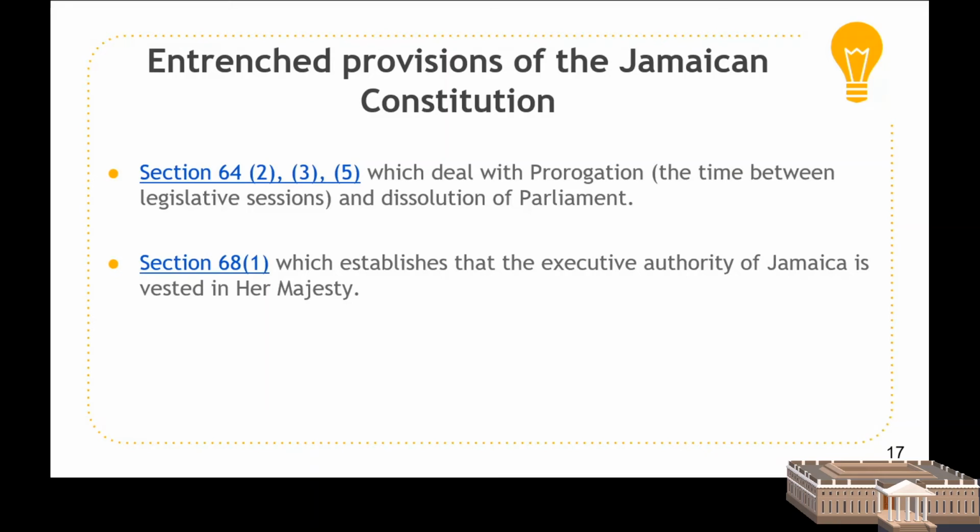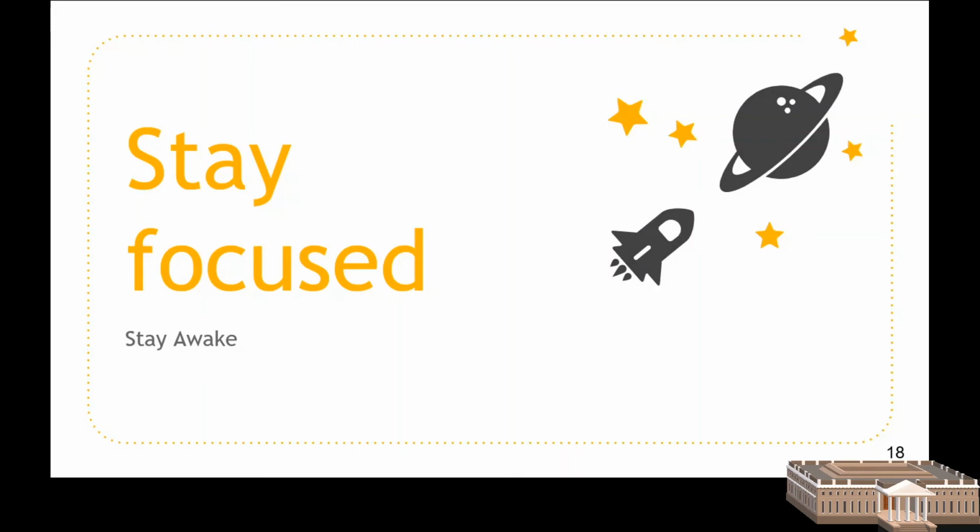Section 68 establishes that the executive authority of Jamaica is vested in Her Majesty. That section, of course, is one of those sections that shows what Norman Manley and Lord Diplock would have been identifying, that that structure existed and just now remained in writing.